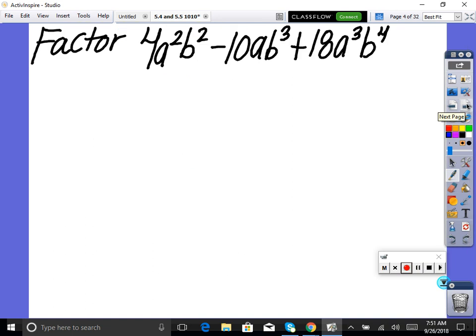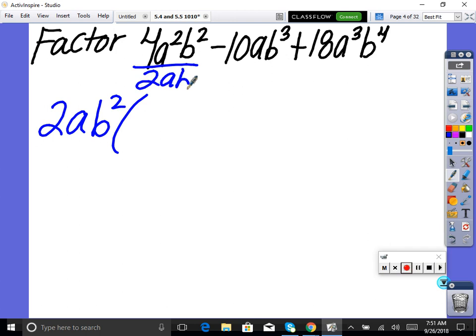Okay, in this one, a little bit harder greatest common factor, but still not too bad. What should we pull out? Look at your numbers: 4, 10, and 18. 2. Then a squared, a, and a cubed: we can only pull out an a. Then b squared, b cubed, b to the 4th: b squared. So then write it. I highly recommend going back and writing what you're dividing by: 2ab squared divided by 2ab squared.